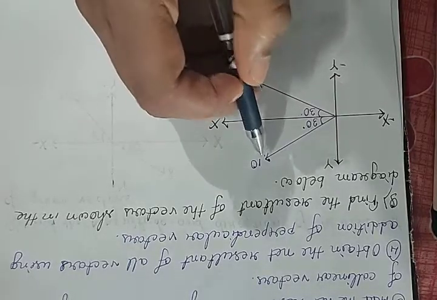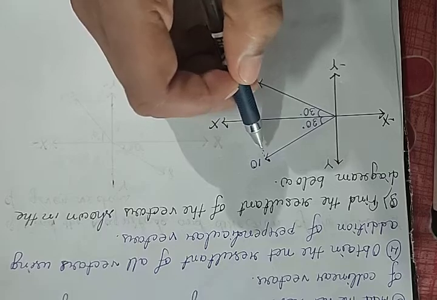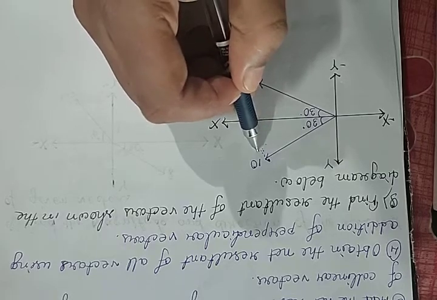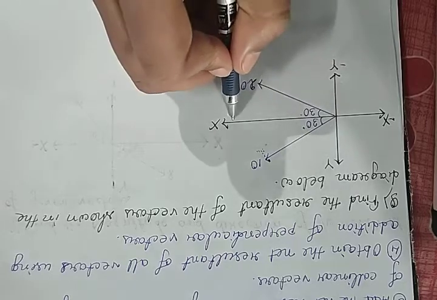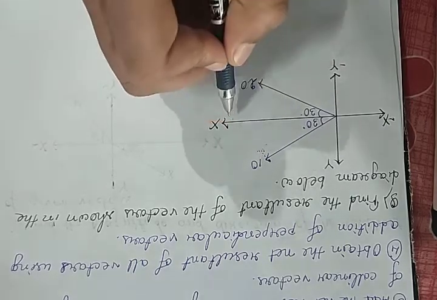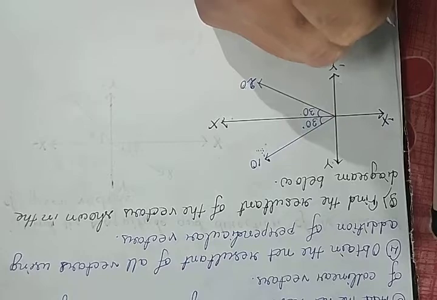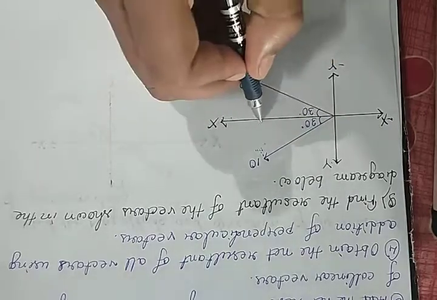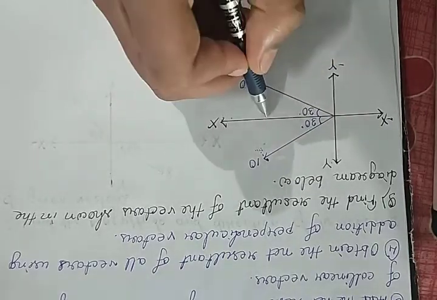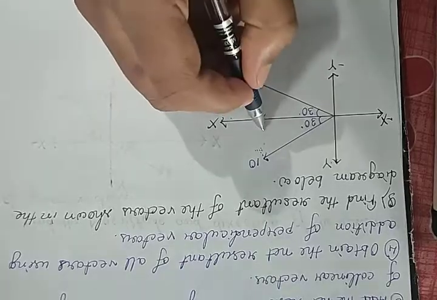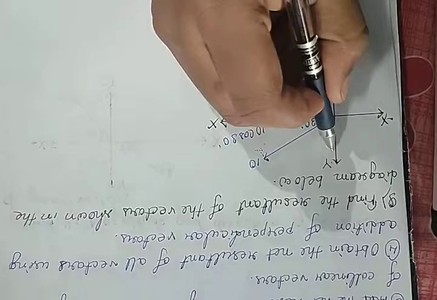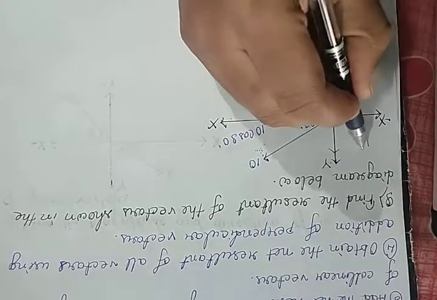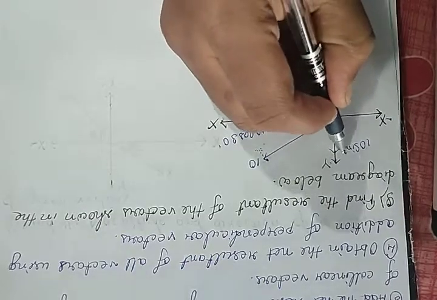The magnitude of this vector is 10. Now this vector is making an angle of 30 degrees with the positive x-axis, and it lies between the positive x-axis and positive y-axis. So theta is with the positive x-axis, so this will be your cos component, 10 cos 30, and this will be the sine component, 10 sin 30.